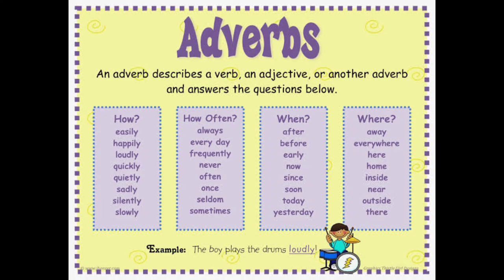The next type of adverb is adverb of time, which answers the question when the action happened. So the words here are the examples: after, before, early, now, since, soon, today, yesterday. These words are examples for adverb of time, which answers the question when. Then the next type of adverb is adverb of place, which shows the question where.